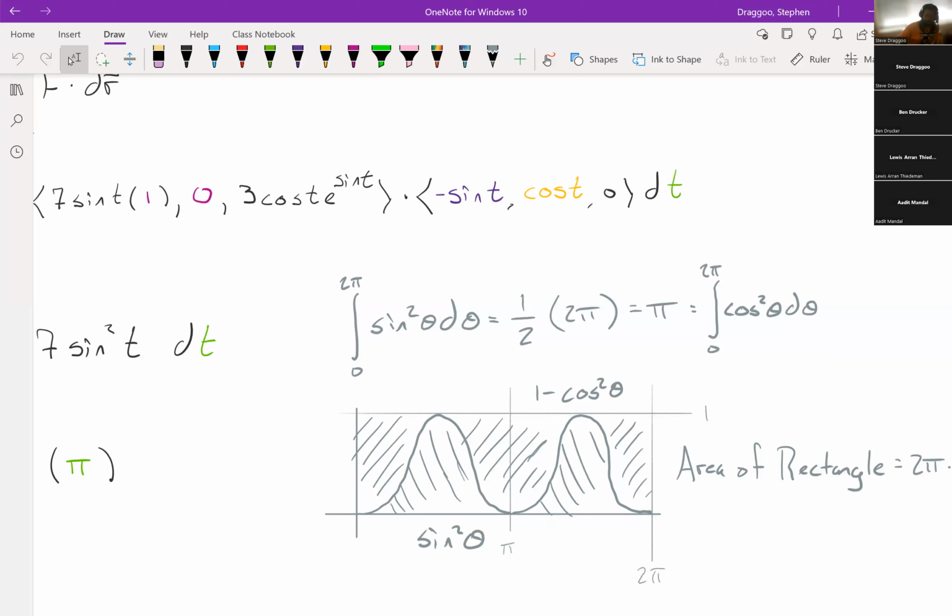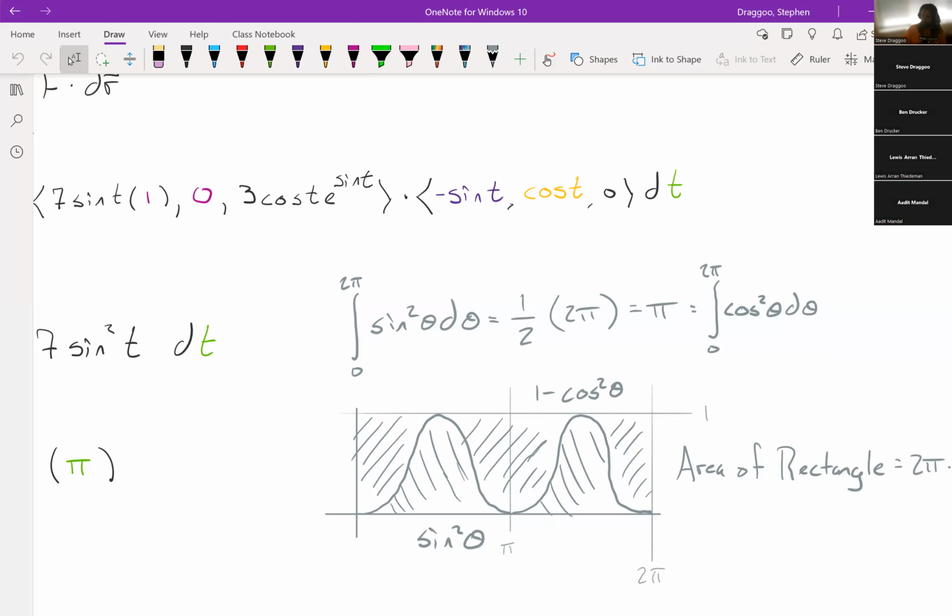So sine squared makes up exactly half of the area of that rectangle, as long as I stop at a convenient spot, 2 pi being one of those convenient places. So it's half of the area of this rectangle. Area of the whole rectangle is 2 pi. So half of that is pi. And that works whether I'm integrating sine squared or cosine squared. As long as I'm integrating over a full period, the area comes out to exactly half of the rectangle.